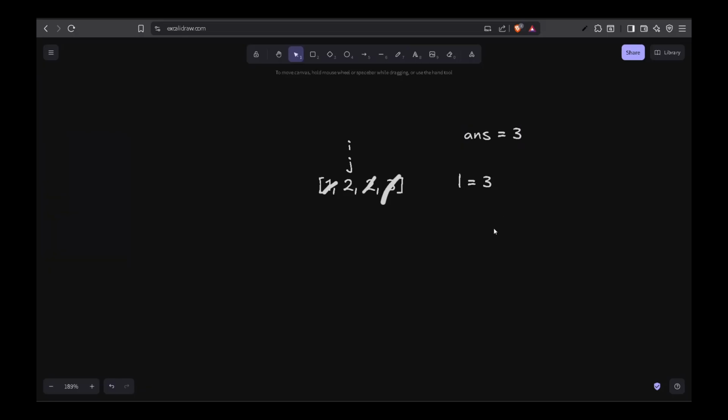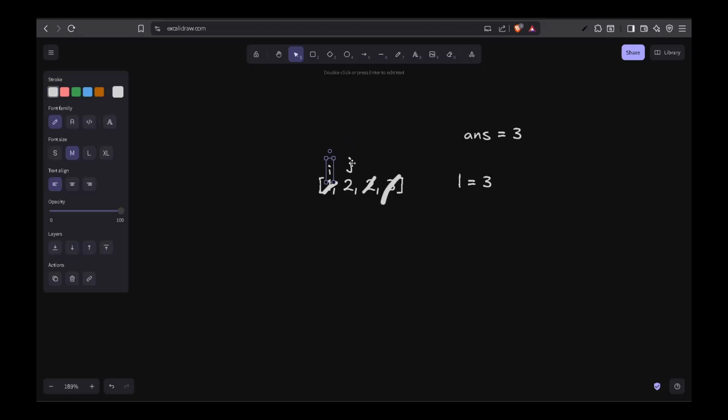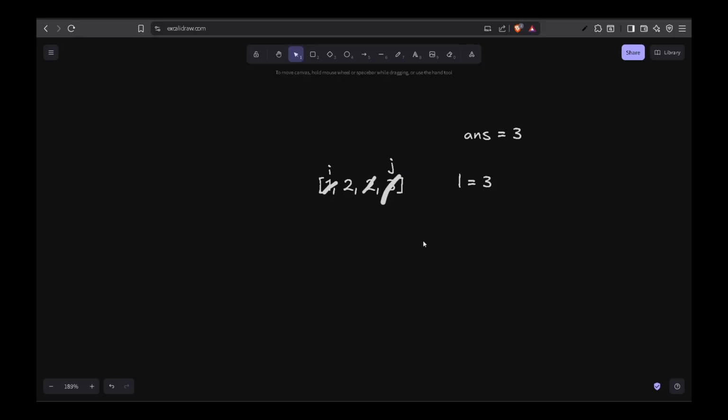Now in this case, our answer did not really change whichever approach we took, but for a different input, our answer would definitely be larger for the other approaches, right? So we need to start with i at the 0th index and j at the last index. Let's take another input which will make this clearer, right?